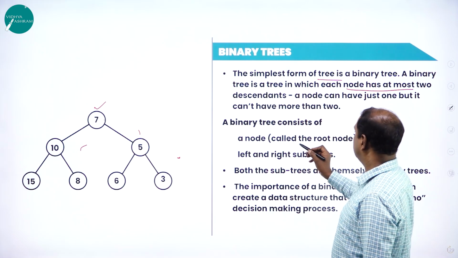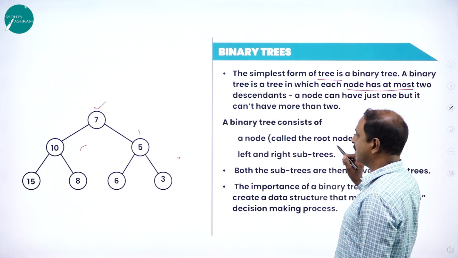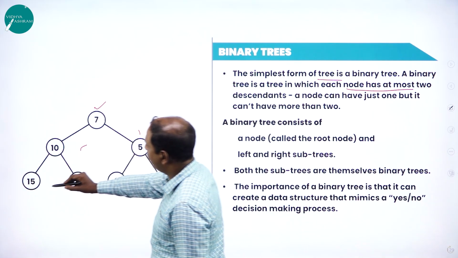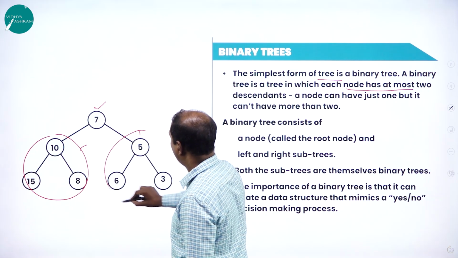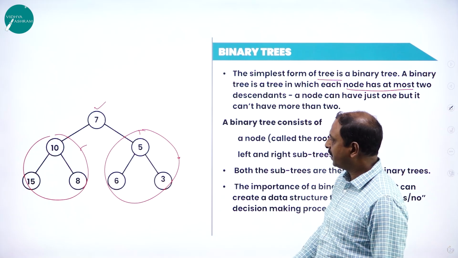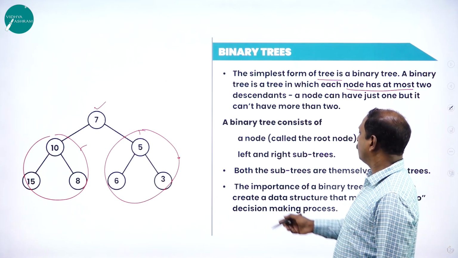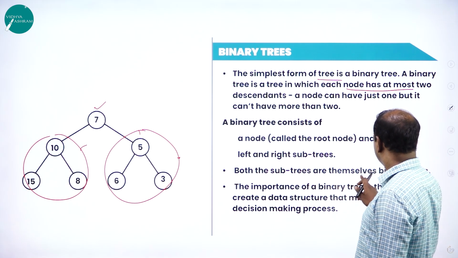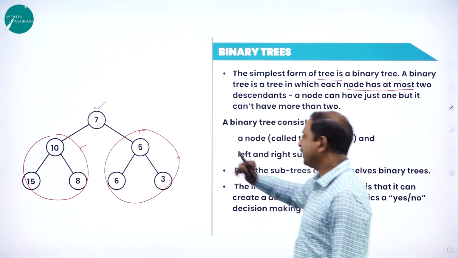So this is a node with left and right subtrees. This is an example of a tree, and this is an example of one more tree. And this is a binary tree, where each node has at most two descendants. Now both the subtrees are themselves binary trees.